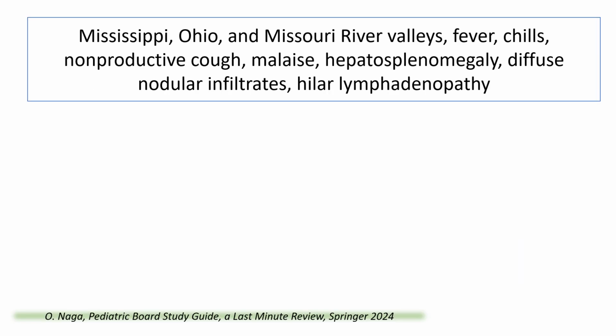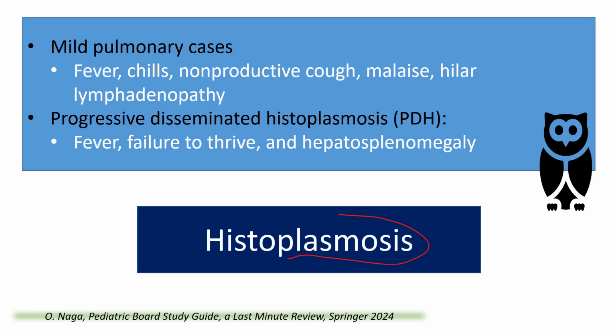Visiting or living in the Mississippi, Ohio, Missouri River valleys, presenting with fever, chills, non-productive cough, malaise, hepatosplenomegaly, diffuse nodular infiltrates, hilar lymphadenopathy. What is the most likely diagnosis? Histoplasmosis is the most likely diagnosis. Your key words here: Mississippi, Ohio, Missouri River valleys, the location where the patient will be exposed to bird droppings.